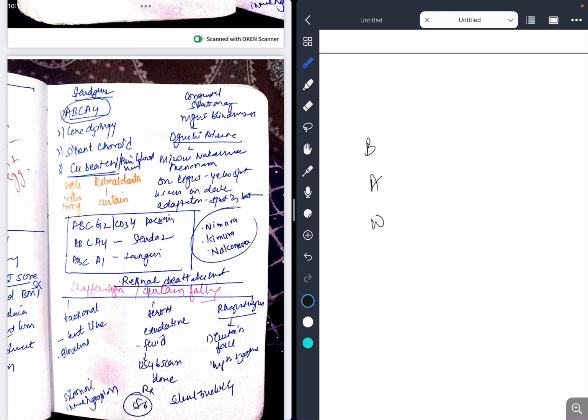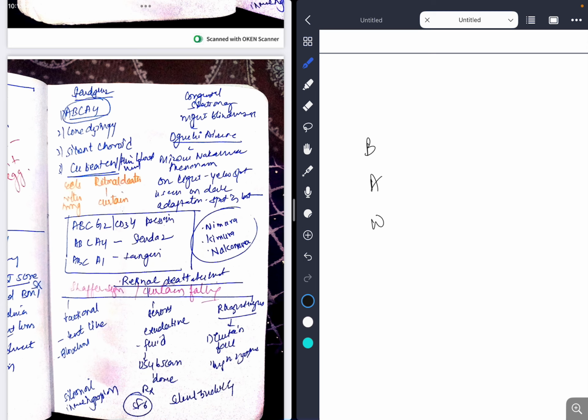As I told you in yesterday's class, in retinal detachment, what happens is basically the first layer separates from the rest of the nine layers. Okay, and retinal detachment has a classical keyword that you're going to look for, that is curtain falling appearance, which is called Shafer's sign. It could be of three types: tractional, serous, or rhegmatogenous. Traction means something is pulling it off. Something is pulling the retina off.